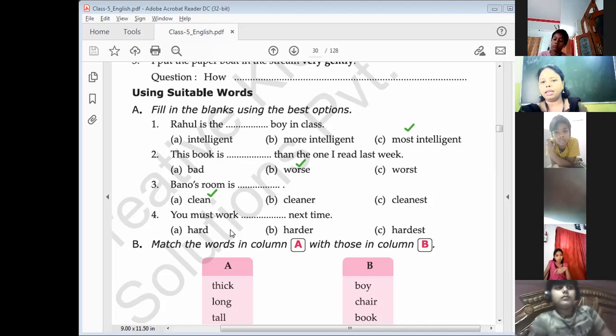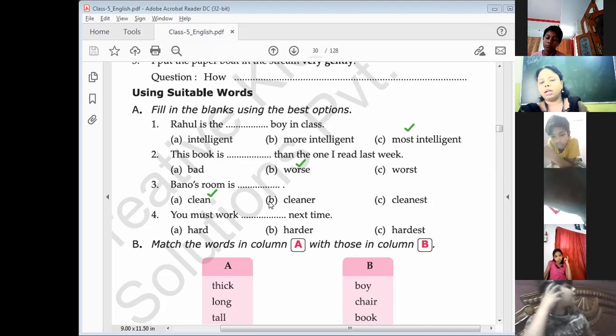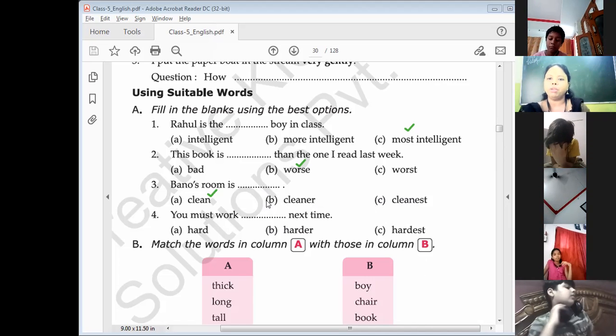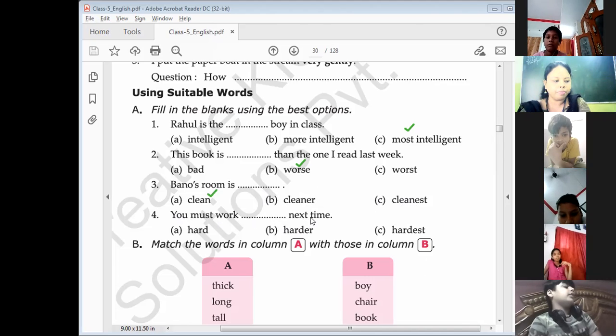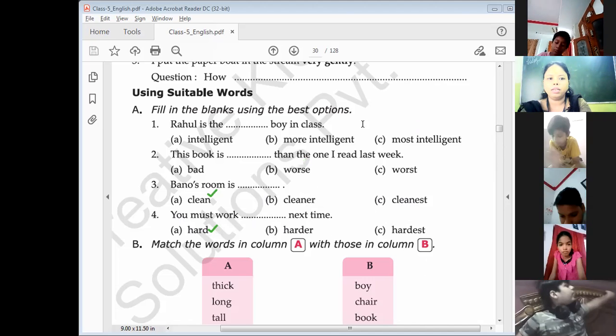अभी मैंने बता दिया है clear कि जब हम compare करते हैं two के बीच में, then we have to use the second one. Comparing between many, then we have to use the third one. If it is a normal sentence, then we have to use first one. You must work dash next time. Here the answer will be hard. I hope you all have written. Move to the next question.